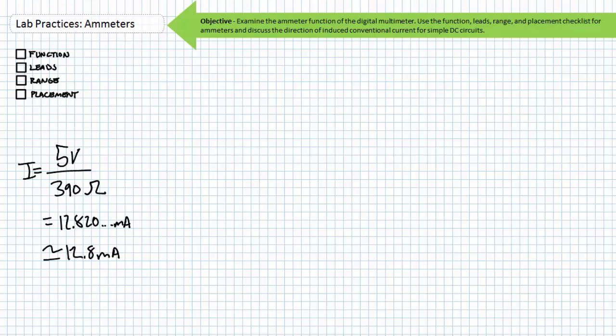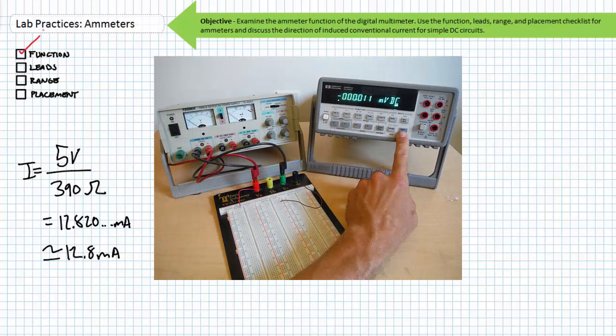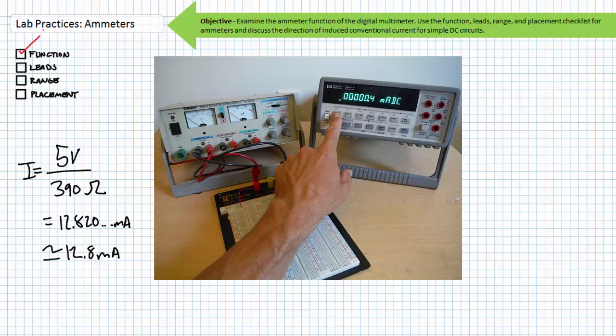Let's use the HP 34401A and the function, leads, range, and placement checklist to measure and display the current for this circuit. Function. We'll place the DMM in the DC ammeter mode by pressing the light blue shift key. This enables the secondary functions of the DMM written in light blue above the buttons. Ammeter mode is signified by DCI.